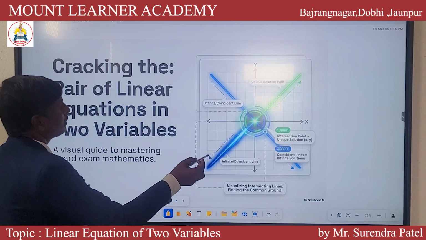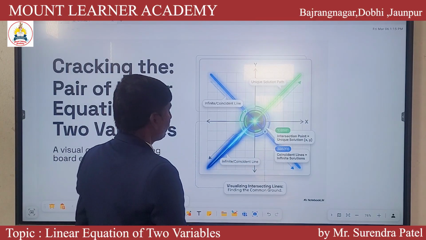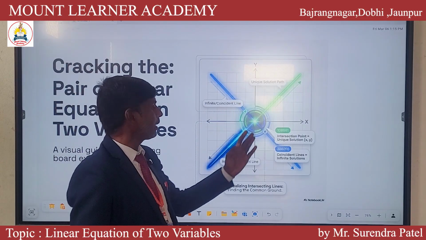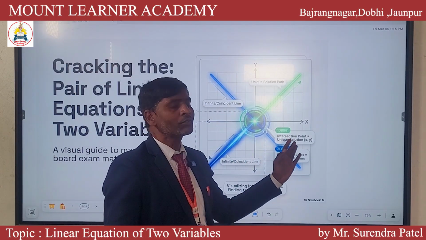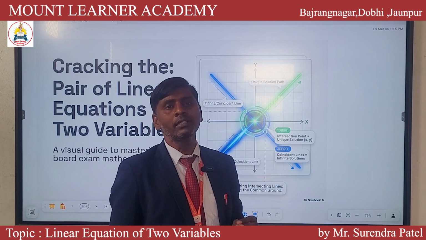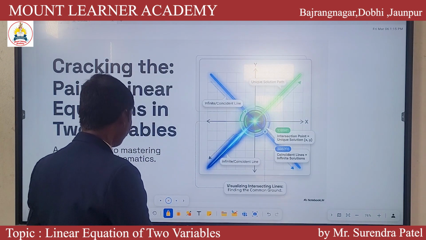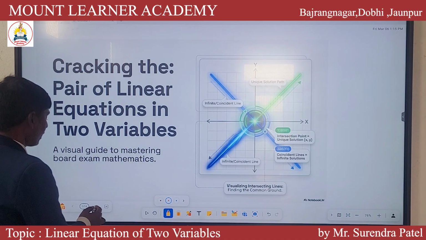Here this is a mind map: infinite coincident lines, unique solution path, and intersection of points, unique solution. There are many solutions, unique solution, no solution, two solutions, and so on. So students, we are going to start our topic.